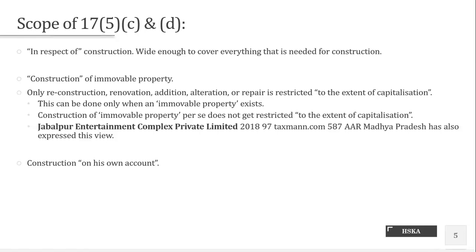Taking that broad connotation of the word construction, that is because of the phrase used, "in respect of". So reading "in respect of" and the construction, and it also says "of the immovable property". So reading these three elements, I feel construction is not just restricted to my civil construction. It means a complete building which I have to bring into existence.